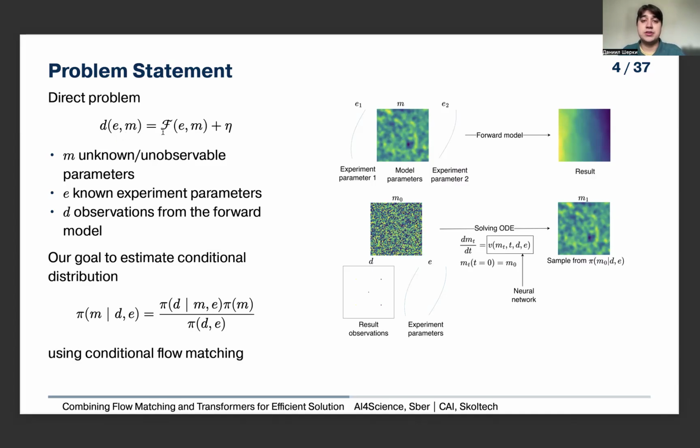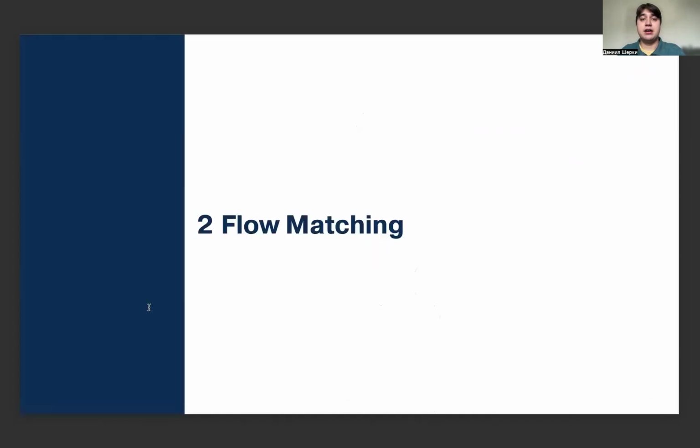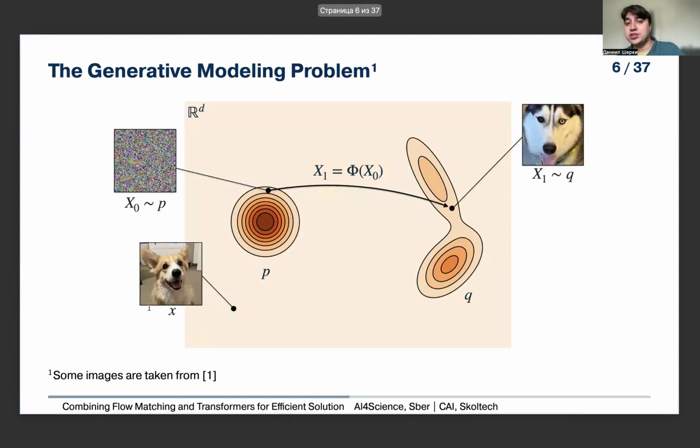But real-world observations are always noisy. Because the inverse problem is typically ill-posed, its solution is non-unique. Instead of a single answer, we want the entire set of model parameters M that are consistent with given D and E. This calls for learning conditional distributions P with conditions on D and E, which can be done with generative modeling. Now let us discuss flow matching.